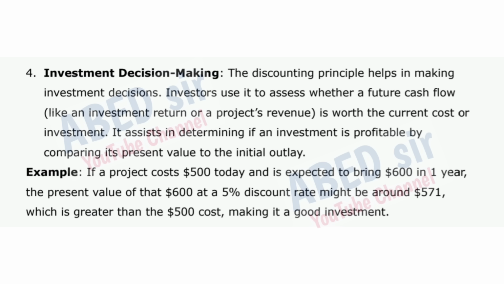Example: if a project costs $500 today and is expected to bring $600 in 1 year, the present value of that $600 at a 5% discount rate might be around $571, which is greater than the $500 cost, making it a good investment.